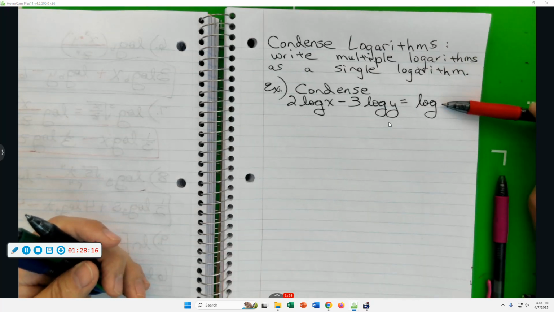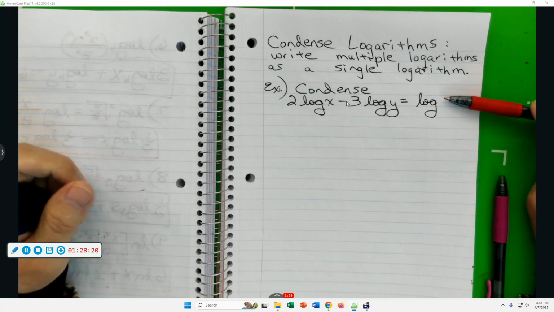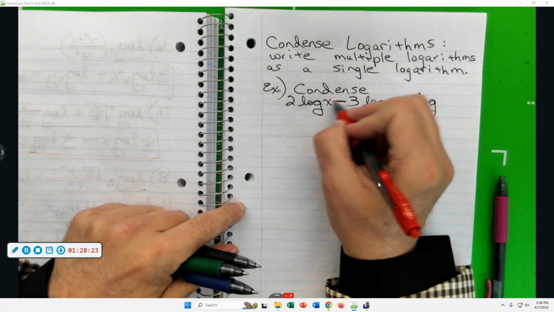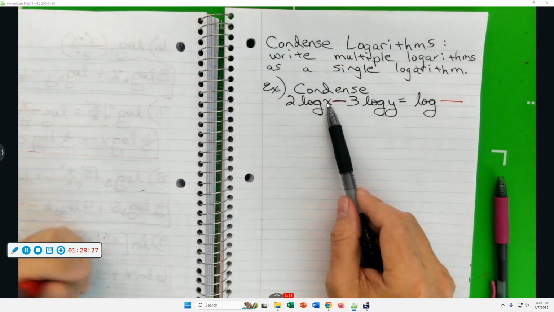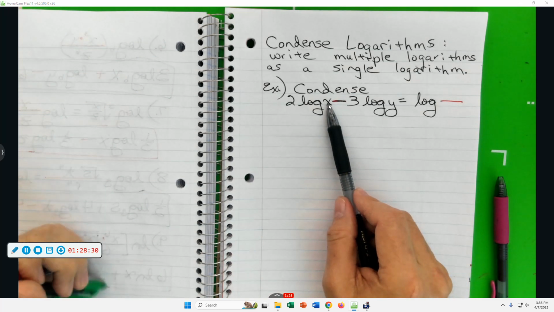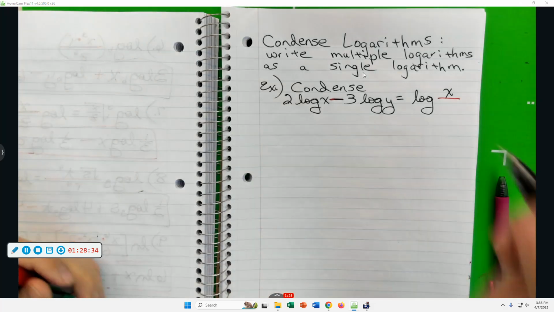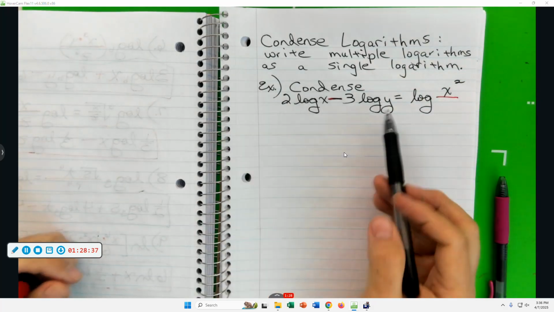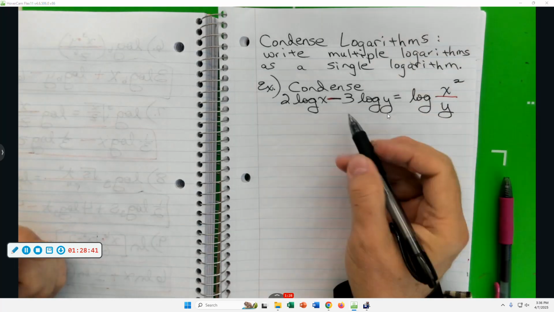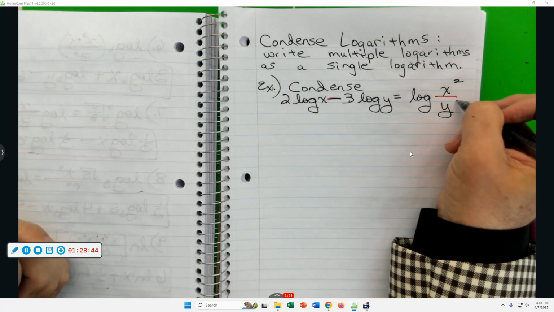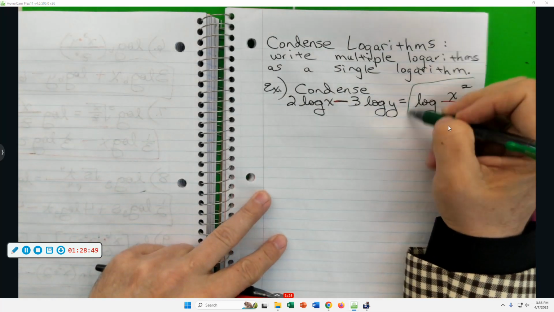Yes, because of that minus right there. It says we're going to need a fraction bar. Where's the x going to go? Top or bottom? Top. What are we going to do with that 2? It becomes an exponent. Where's the y going to go? On the bottom. And the 3? Exponent. I agree. Now we're ready to do 10.